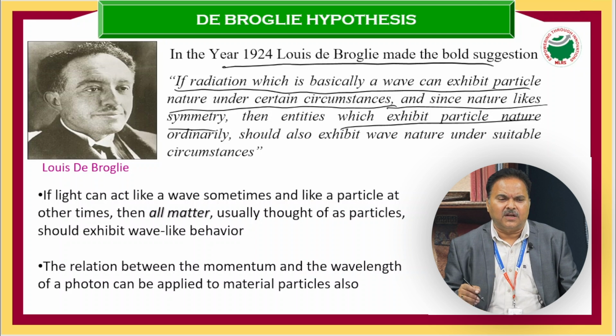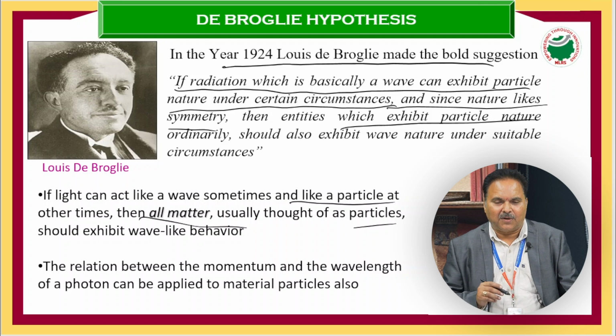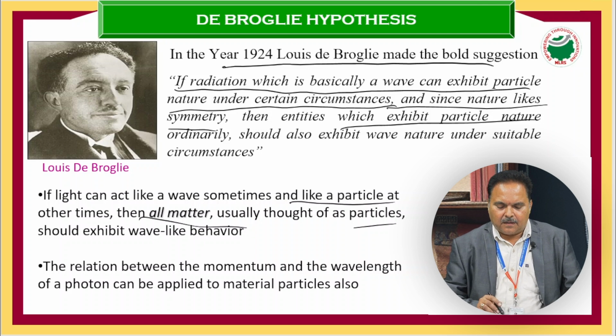If a particle is moving with high velocity, it will show wave nature also. If an electromagnetic wave is like a particle, then both particle nature and wave nature will be there, but it depends on the experiment and the circumstance. It can act like a wave sometimes and like a particle at other times. Matter usually thought of as a particle shows wave-like behavior. That means light acts as a wave as well as a particle, and a particle acts as a wave as well. That is the dual nature. This is the de Broglie hypothesis.